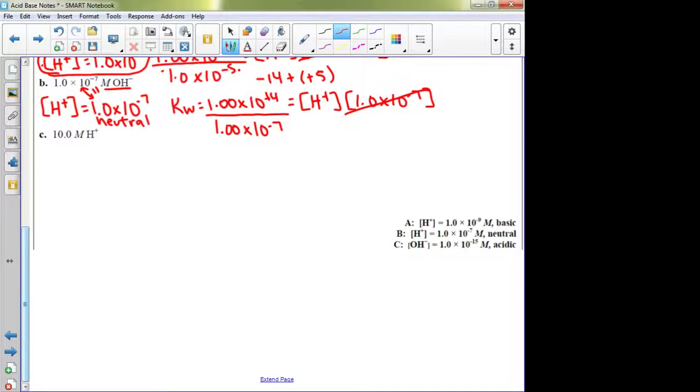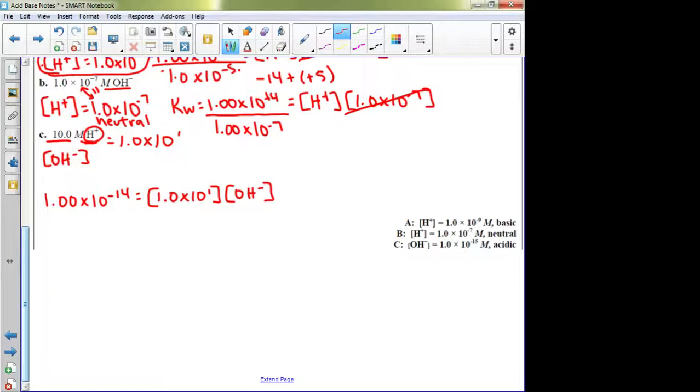All right, let's look at C. C now gives me the concentration of what? My hydrogen. So now I've got to find my concentration of hydroxide. Okay? I'm going to change this to where it's in scientific notation, so I can do it without a calculator. So 10 would be the same thing as 1.0 times 10 to the first. So Kw is 1.00 times 10 to the negative 14, which is equal to, I know my concentration of hydrogen, 1.0 times 10 to the first, times my concentration of hydroxide, I don't know. So now I'm just going to divide. So my concentration of hydroxide is equal to what? So which one has a greater concentration, hydrogen or hydroxide? Hydrogen. So this is acidic. So that means this is acidic.